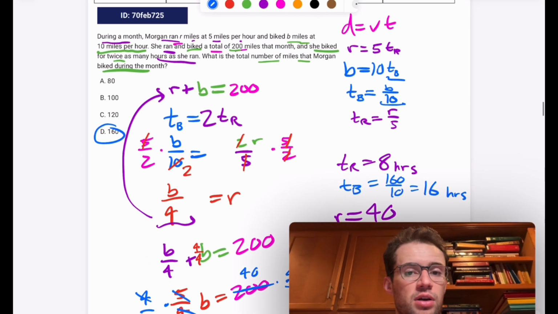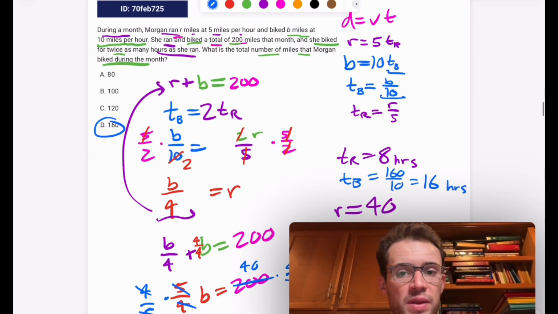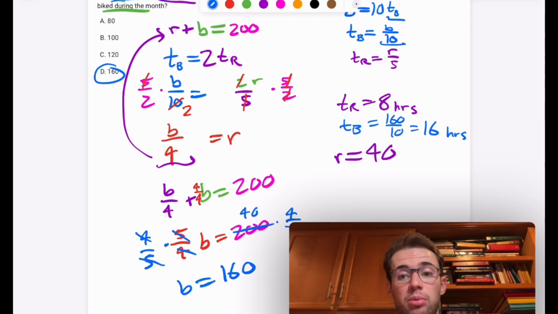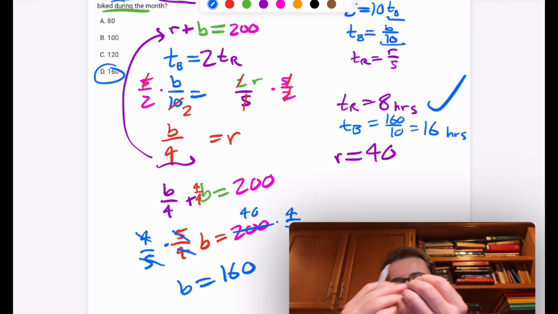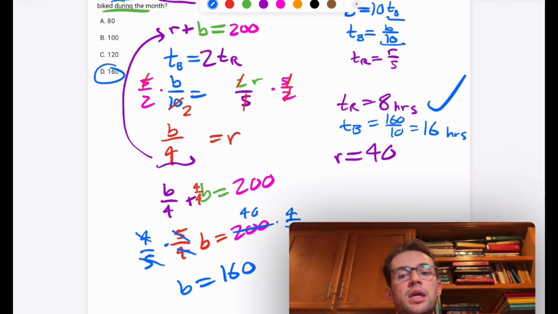Does that fit the criteria? I think they said it was twice as much. She biked for twice as many hours as she ran. Right, 16 is double 8, so that does check out. Okay, so this checks out. They do add up to 200, and the biking time is double the running time.